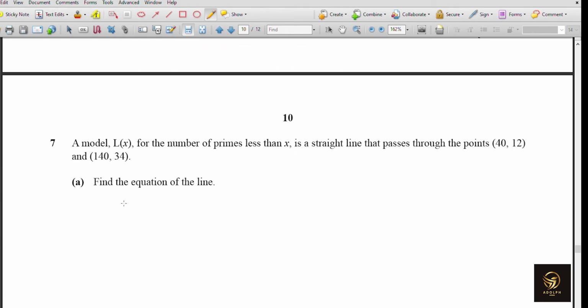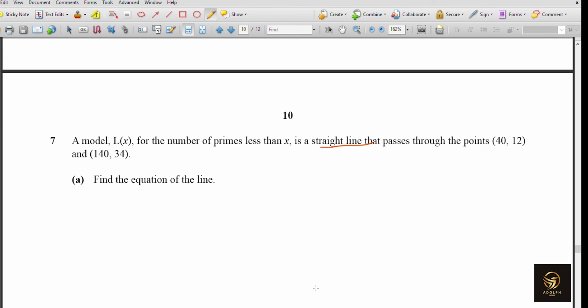And going to the next one, a model L of x for the number of primes less than x is a straight line that passes through the points 40, 12 and 140, 34. Find the equation of the line. They said it is a straight line, which means it should have a gradient, and we know how to get the gradient: y2 minus y1 divided by x2 minus x1. If you use that formula, we get the answer 22 divided by 100. If you have doubt, you can check, and the simplified answer is 11 divided by 50.